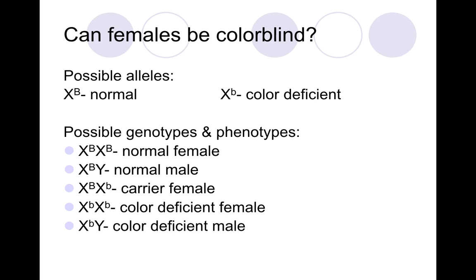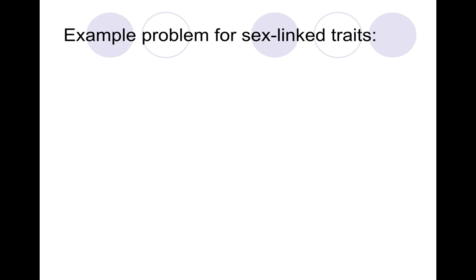So make sure you know all of those. And then you can do an example of this. Take a normal female and cross it with a color deficient male. Write it down and see what you get.